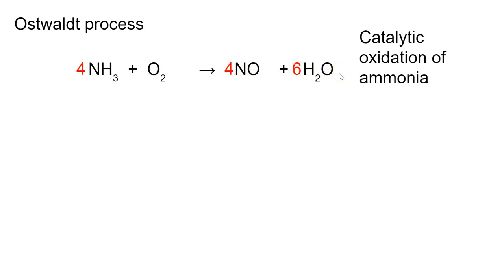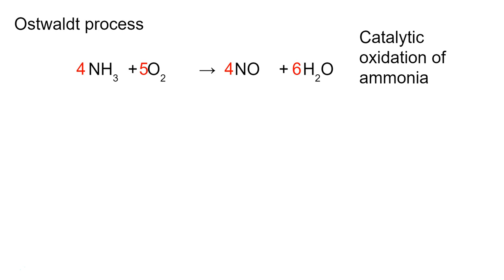I've got 10 oxygens as products, but now it's an even number. So I can sort this one out here by just adding a 5. And there's my balanced equation for the catalytic oxidation of ammonia.